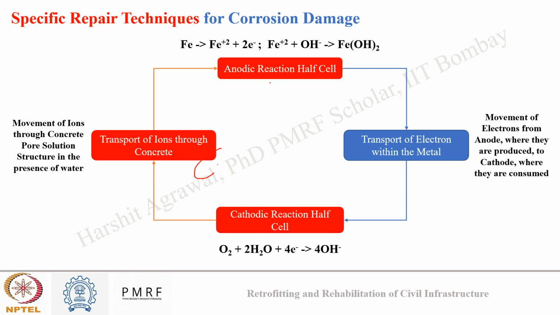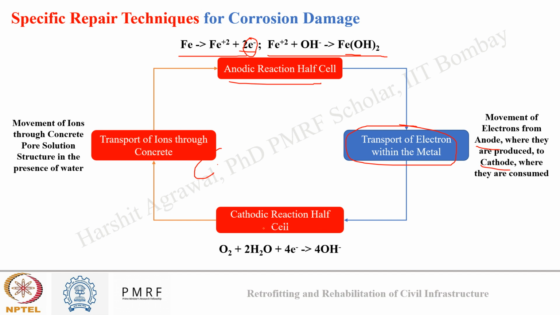Okay, the anodic half cell where oxidation occurs, iron is converting into iron plus 2 state and releasing electrons. And finally, here the corrosion product formation also occurs when iron reacts with hydroxide ion to form rust. Now these electrons that are generated over the anodic half cell, they transport within the metal from anodic side to the cathodic side.